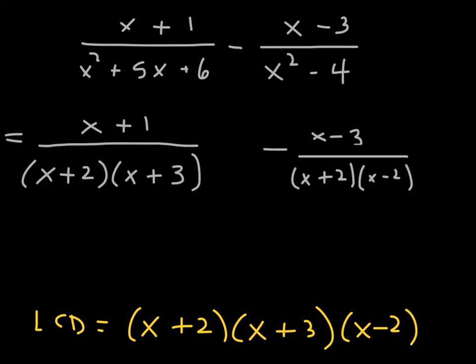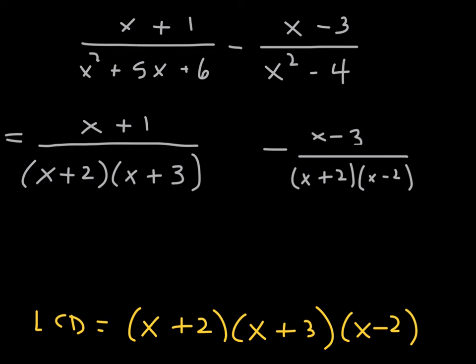All right, everybody, what I've done is I've rewritten each denominator in its factored form, okay? So I have each denominator already factored. Now, it's time to rewrite these fractions as equivalent fractions with denominators of the LCD. All right, so this is what I need to do.